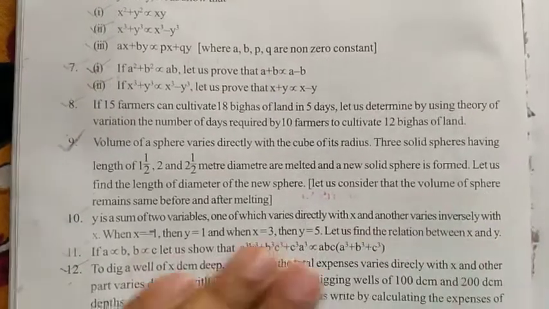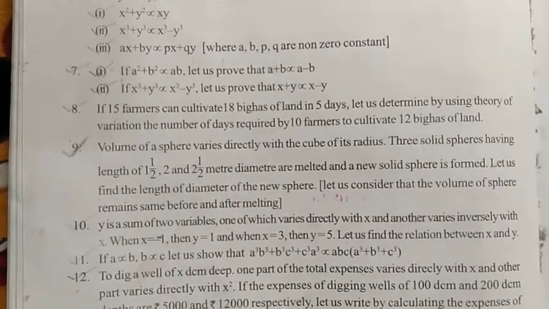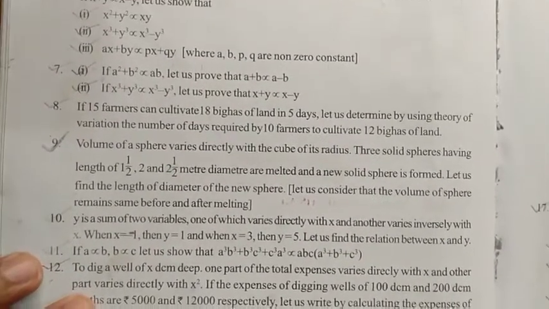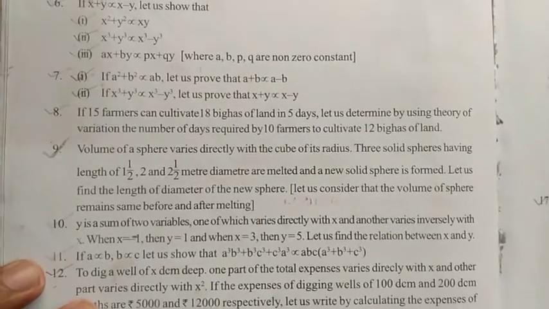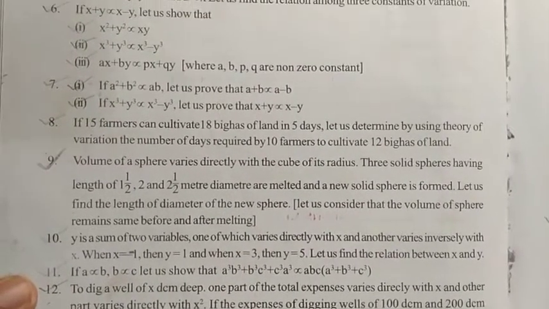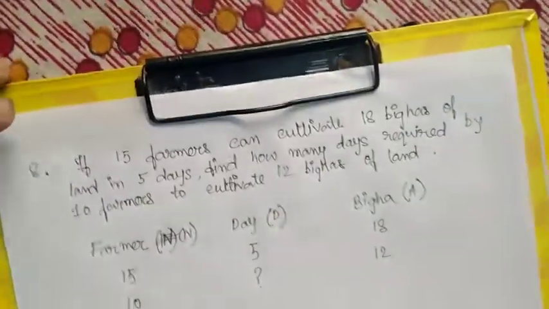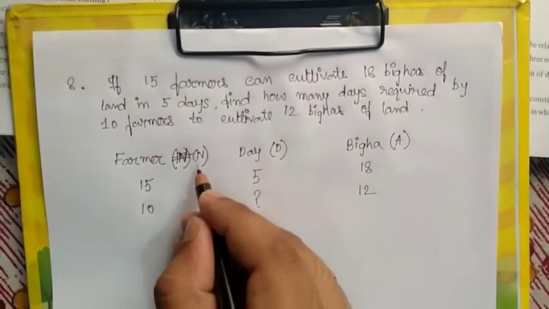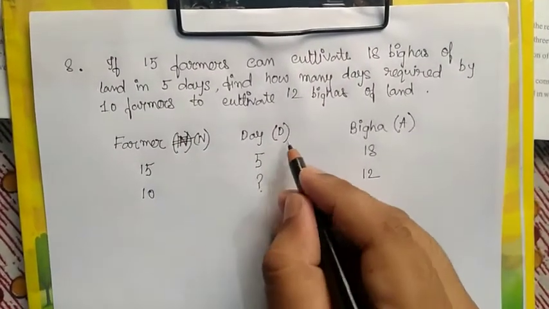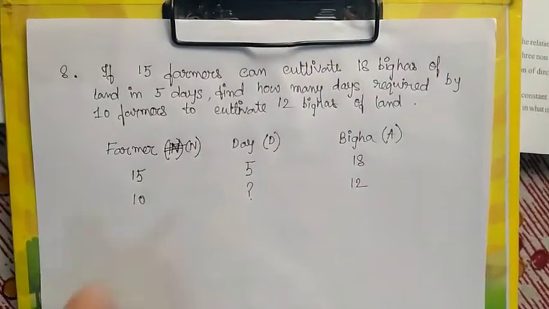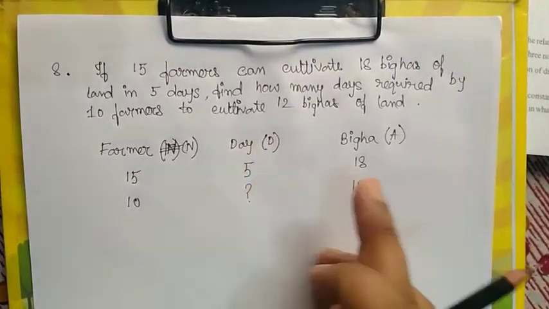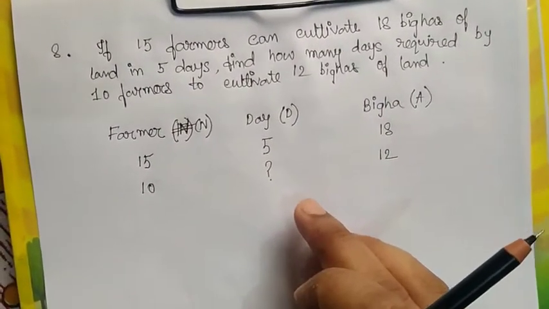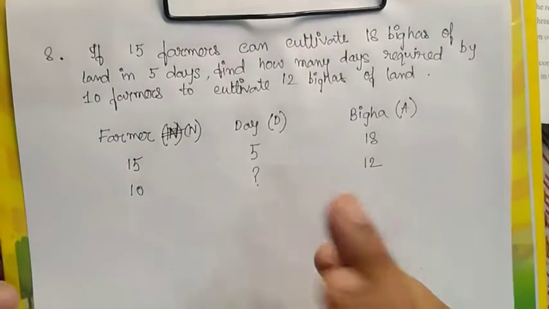This is sum number 8 for the variation chapter. If 15 farmers can cultivate 18 bighas of land in 5 days, let us determine, using the theory of variation, the number of days required by 10 farmers to cultivate 12 bighas of land. Now here I denote farmer as n, number of persons, day as d, bigha as a. Farmer is 15 when day is 5 and bigha is 18. Now farmer is 10, bigha is 12. We have to find the number of days.